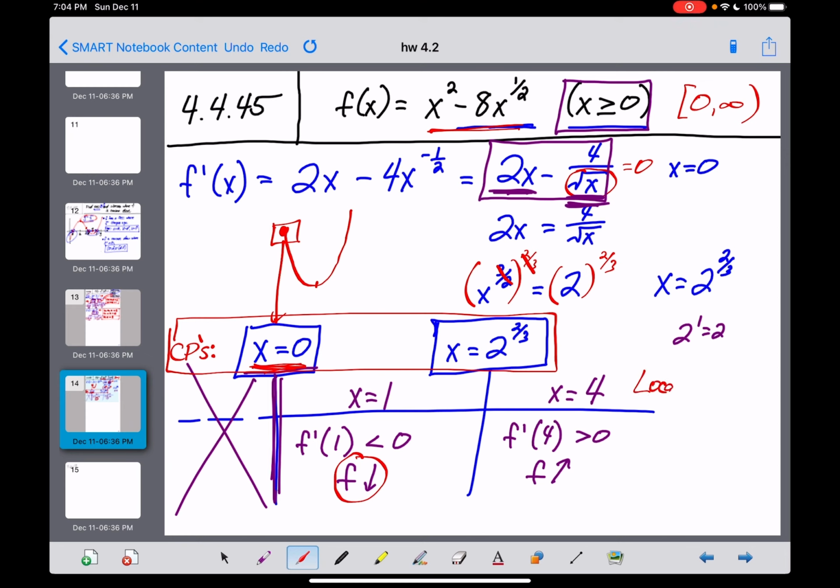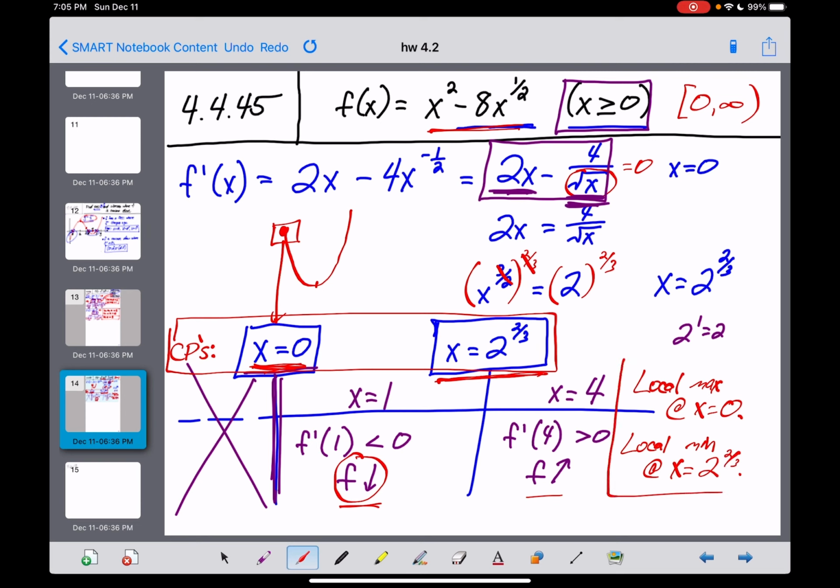So I'll go ahead and write that out. We've got a local maximum at x equals 0. And then what happens at our second critical point? Our behavior changes from decreasing to increasing, and that means that we have a local minimum, although if I'm not mistaken, I think that's actually an absolute minimum, but no need to overthink that. They just asked for local. A local minimum at x equals 2 to the 2/3 power. So that's kind of an ugly number, guys, but that's what it is. Okay, we are half done with this problem now, everybody.